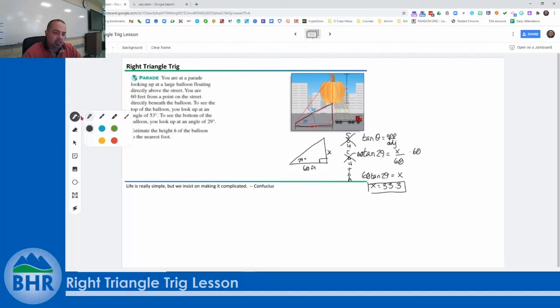Now, let's go after the other triangle. This is the big one here. This is the red. We'll go all the way up to the top and back down and across here. So I'm going to draw that down here. This angle is going to be 53 degrees. This is still 60. And the side I don't know, I'm going to call y, because we already used x over here.